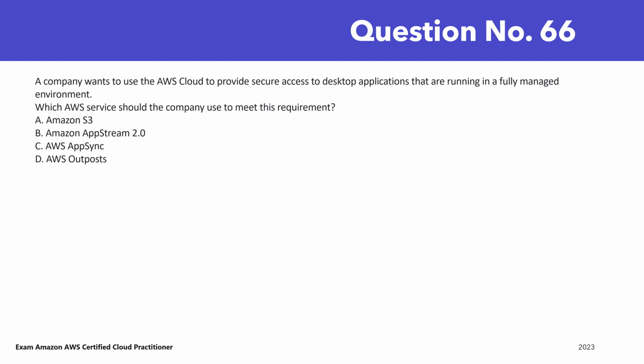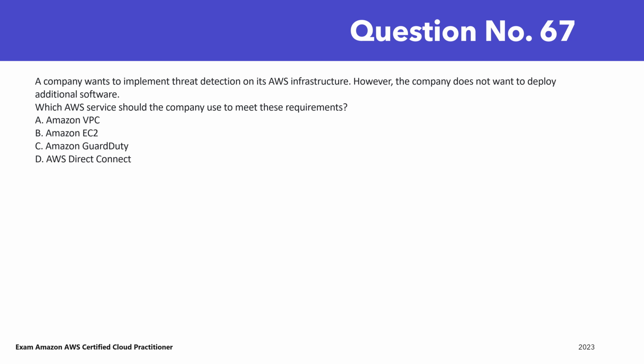A company wants to use the AWS Cloud to provide secure access to desktop applications that are running in a fully managed environment. Which AWS service should the company use to meet this requirement? A. Amazon S3. B. Amazon AppStream 2.0. C. AWS AppSync. D. AWS Outposts. Correct answer, A.